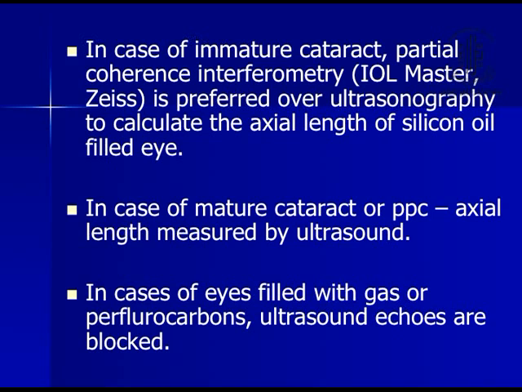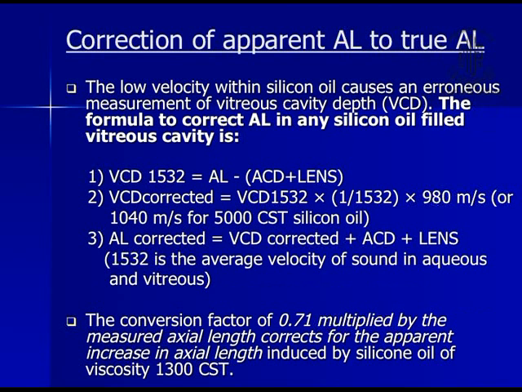If it is a case of immature cataract, then IOL master is the choice. However, in case of mature cataract or PPC, wherein axial length cannot be measured by IOL master, then we have to go for ultrasound. In cases of eyes that are filled with gas, ultrasound echoes are often blocked. Now, how to correct this apparent axial length to true axial length?